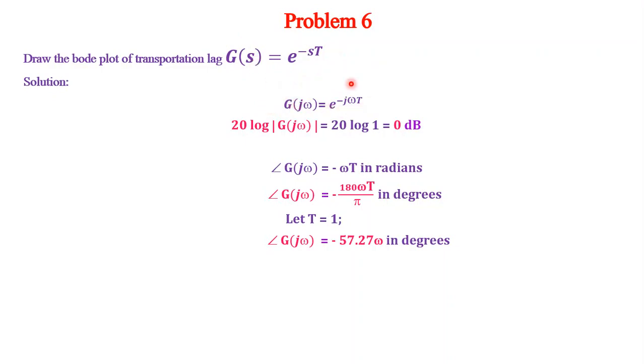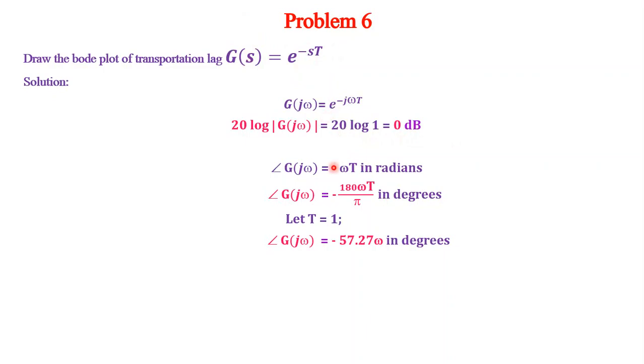So s equal to j omega, I have put, this is my sinusoidal transfer function. When I take 20 log of the magnitude of this, e power j theta is expressed as cos theta plus j sin theta. Therefore the magnitude is the square root of cos square theta plus sin square theta. So 20 log 1, always whenever we get an exponential term, its magnitude is 1. Therefore 20 log 1 is 0 dB. Therefore the magnitude plot is a 0 dB line.